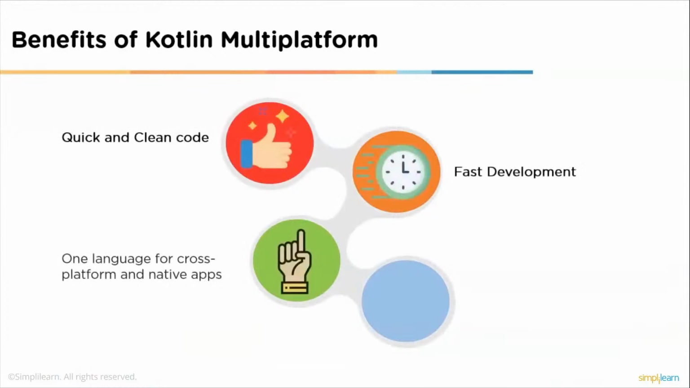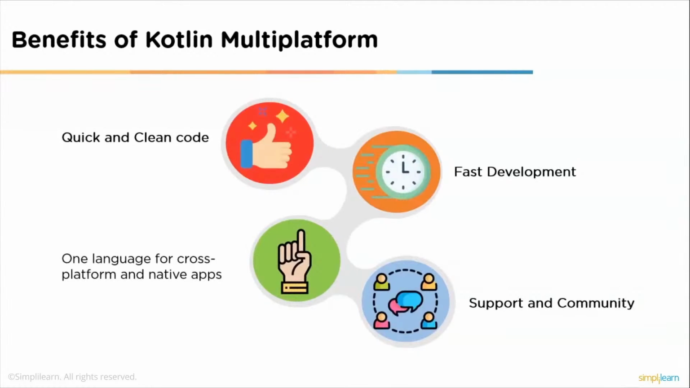So let's start with the first one, which is quick and clean code. In Kotlin Multi-Platform, we don't have to recreate and rewrite the code for different platforms. We can simply share the common code between platforms, which saves a huge amount of time. Features like interoperability make things very easy and quick as well. Also, there is no lagging behind the native platforms, and because of that, the developers don't have to wait until new features are added for support.